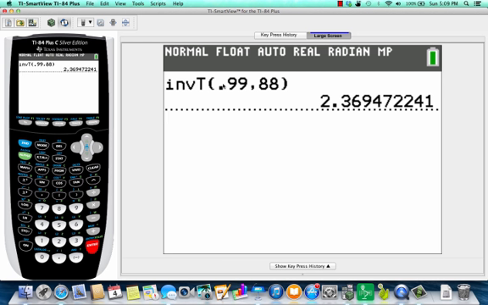2.369. And on our table, it was 2.374. Now you have to take into consideration that our table could not be extremely accurate with our degrees of freedom. So the table was just giving an estimate. So this one on the calculator is actually going to be the better choice. This is going to be closer to our actual value. So 2.369. Okay.